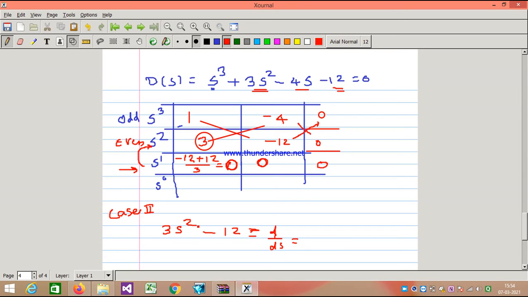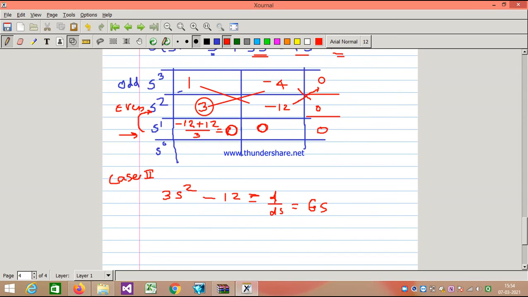What is the derivative of 3s square? It is 6s minus 0. So the derivative is 6s only, right? And once we get the derivative 6s, what to do? Just change this row to 6, because the coefficient of 6s is 6, right? So that's why I'm putting 6 directly here.